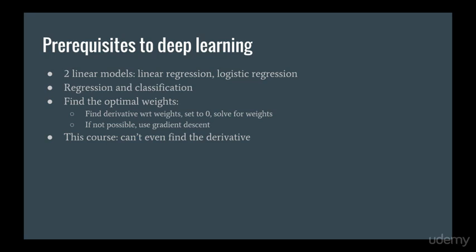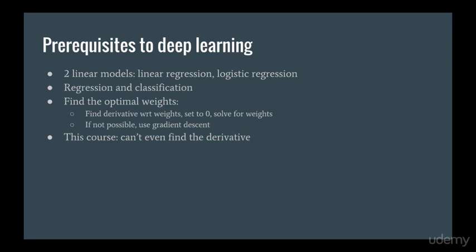So at the very beginning, before you learned about deep learning, you learned about linear regression and logistic regression. Two linear models, one for regression and one for classification. In this course, we'll encounter both regression and classification again. Recall that we use the squared error term for regression and the cross-entropy term for classification.